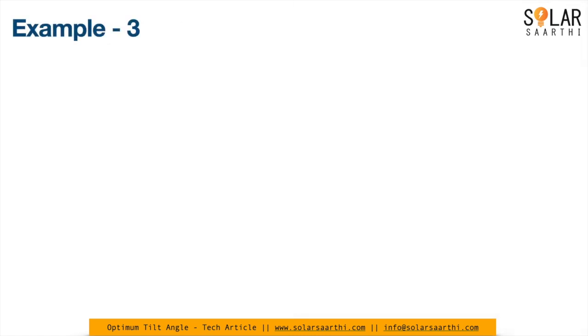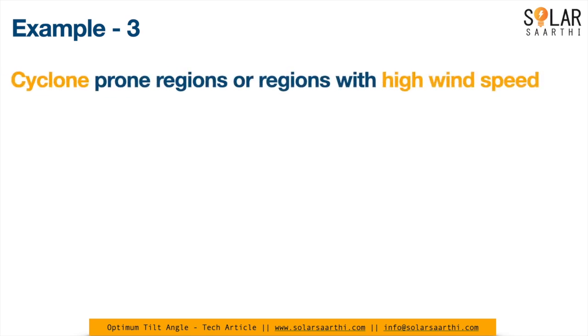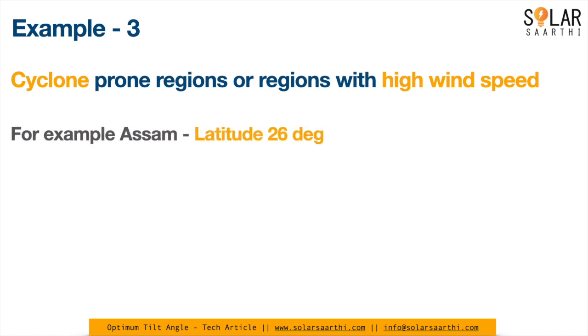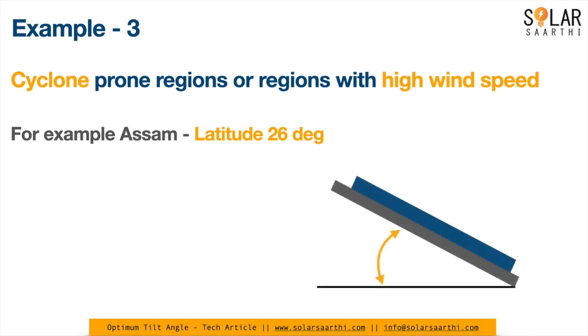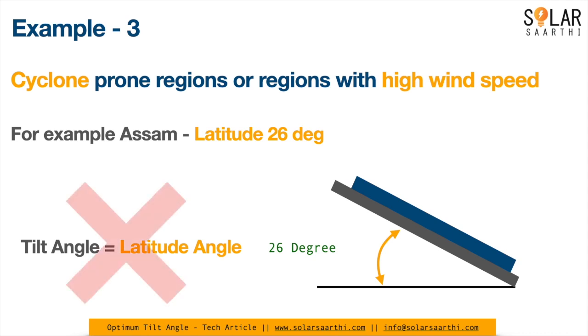Similarly, let's say we are planning a solar PV rooftop project in cyclone-prone regions or in regions that experience very high wind speeds. So for example, let's say Assam, the latitude of Assam is 26 degrees. Again, going by the thumb rule, the tilt angle of a solar PV rooftop project planned in Assam should be equal to the latitude angle, that is 26 degrees. But this is not a correct practice.